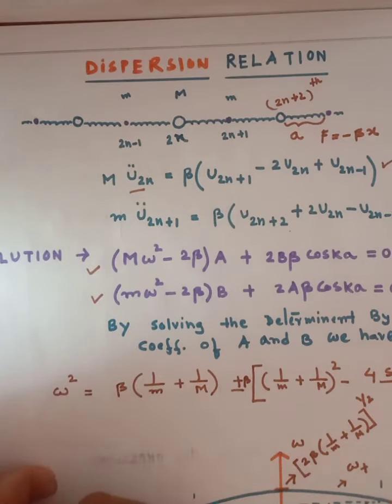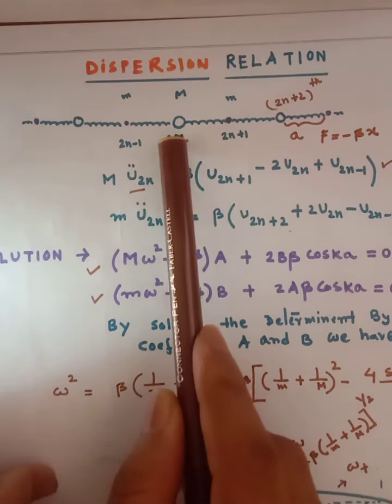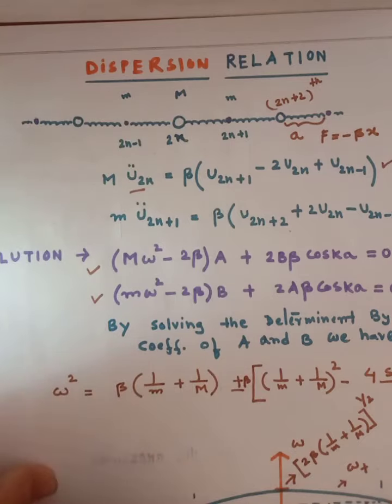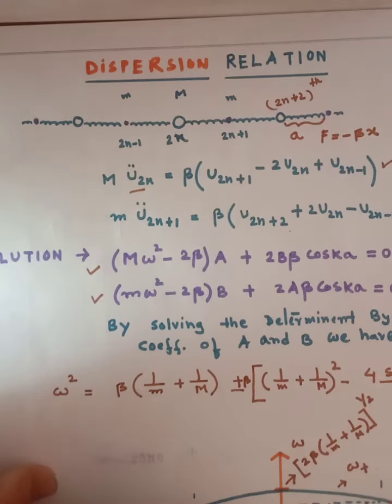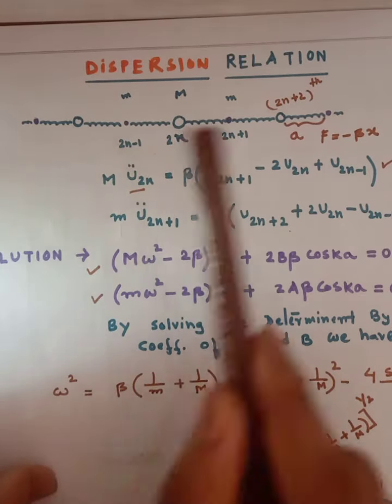Now, as we know that in a lattice, due to thermal agitation, the atoms vibrate about their mean position. Likewise in this case, the atom of mass capital M will do to and fro vibration about its mean position, and due to this, mass capital M will experience some force due to its two neighboring atoms of smaller mass small m.